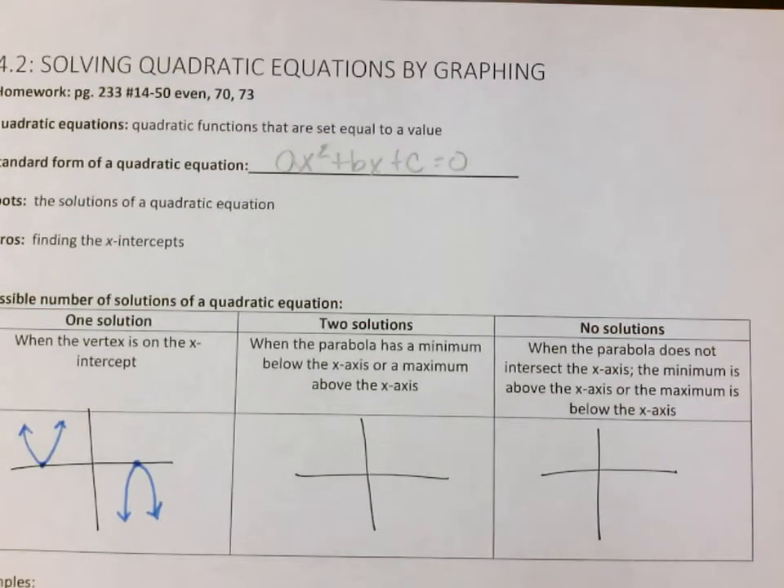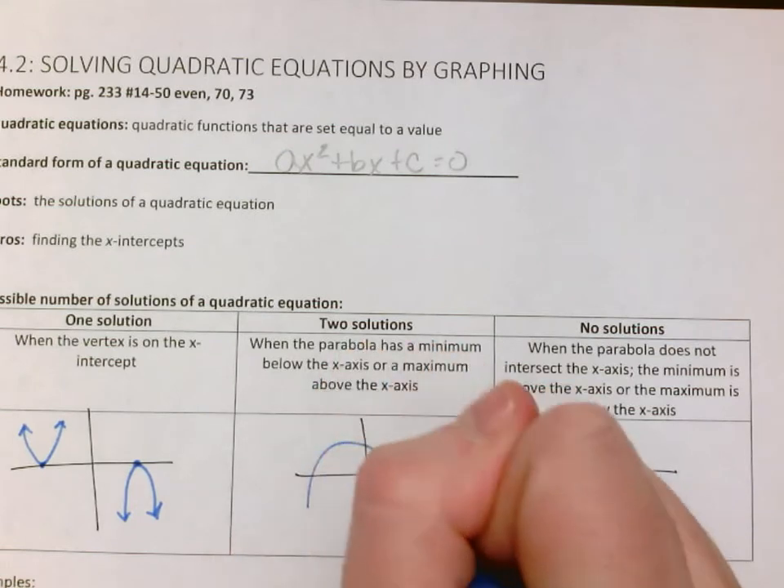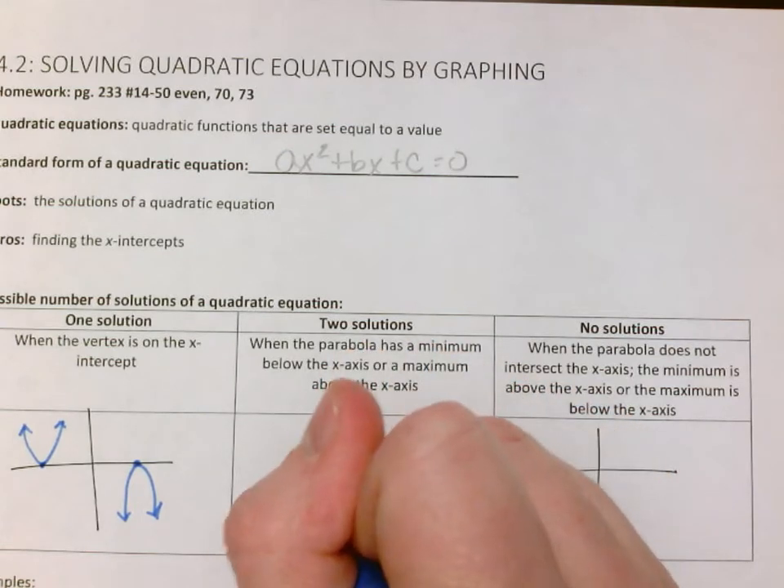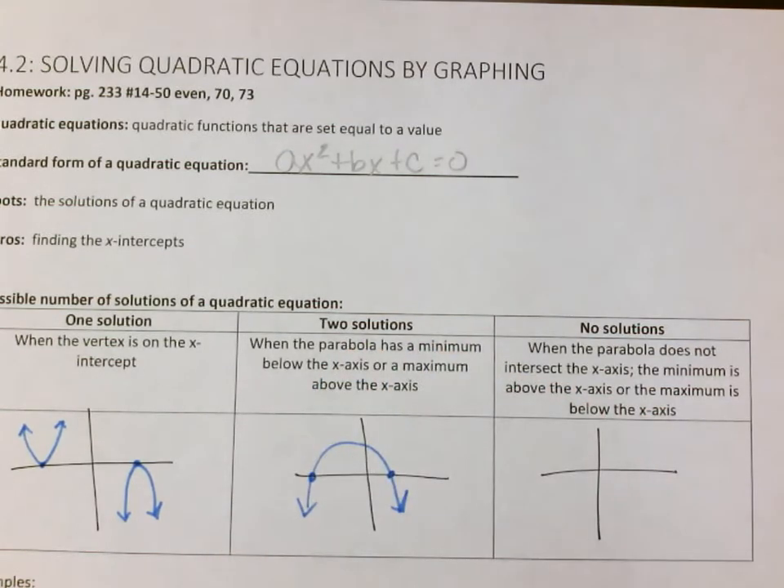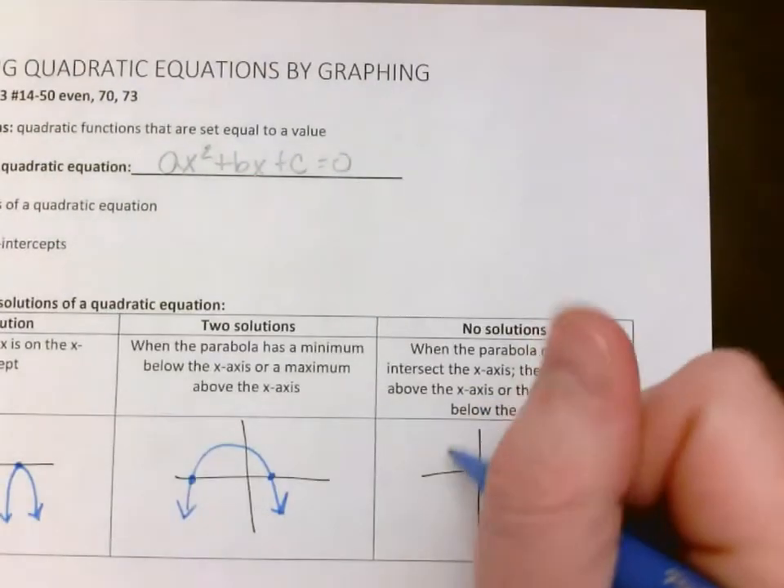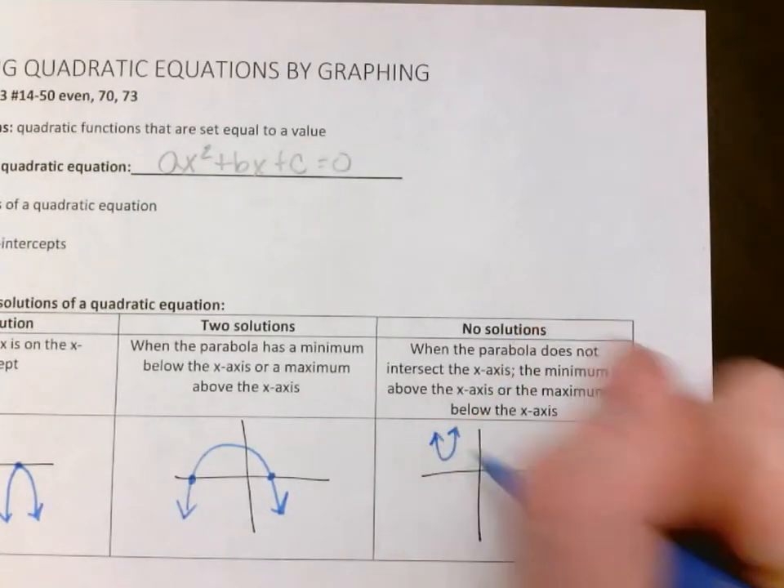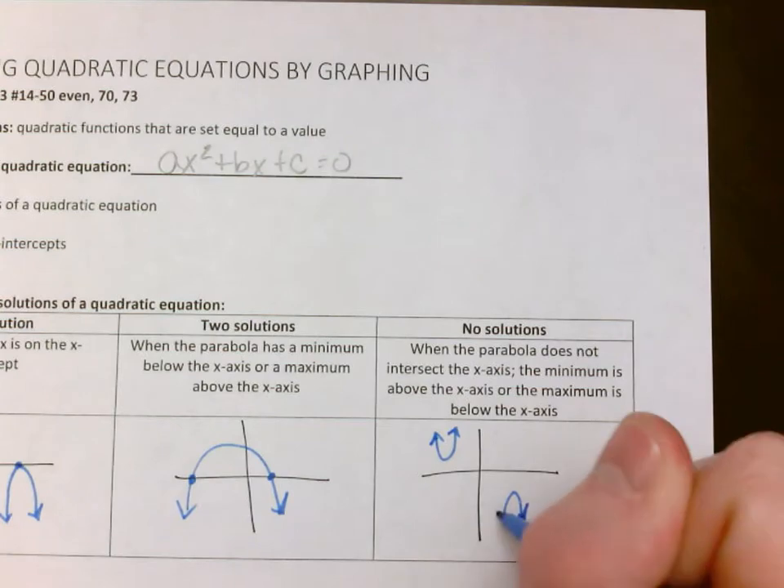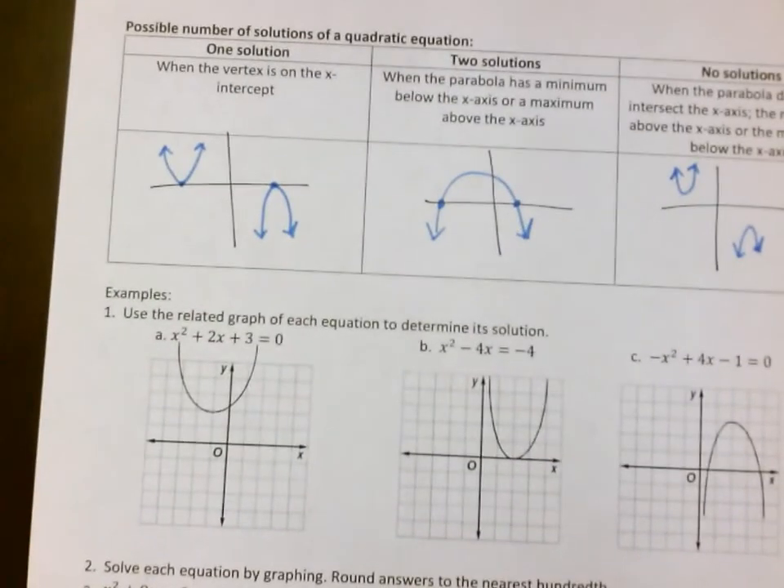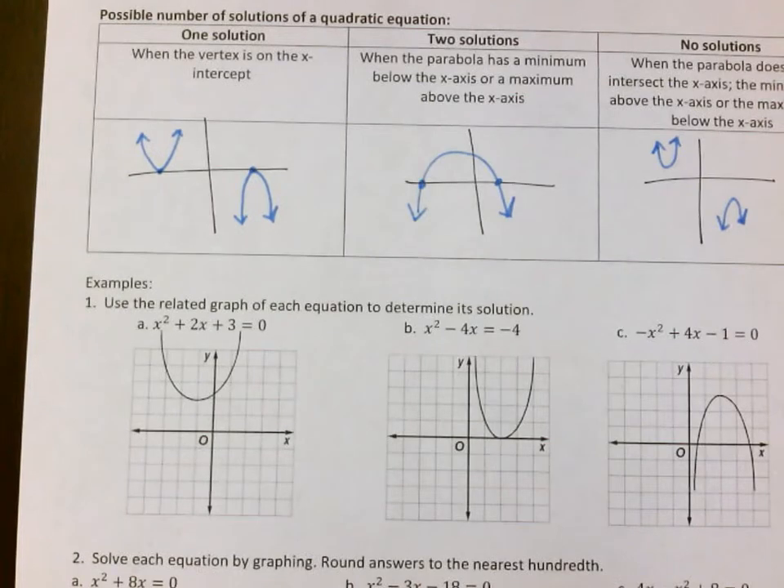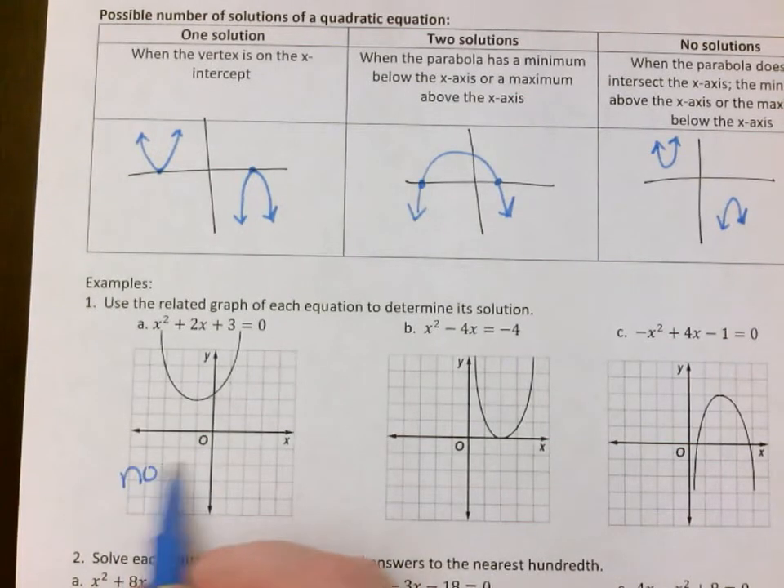Two solutions is where you cross the x-axis in some form. And then no solution, everything is above or below. Okay, so looking at this first one, these really determine its solution. This has no solution.